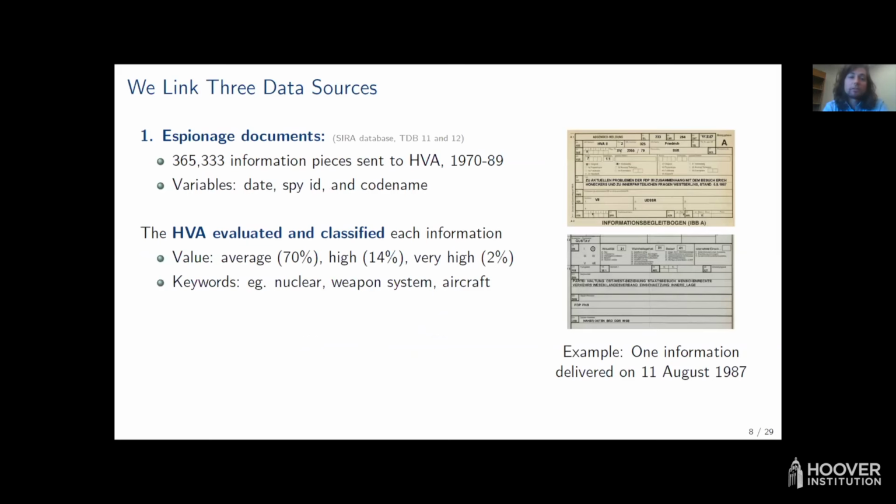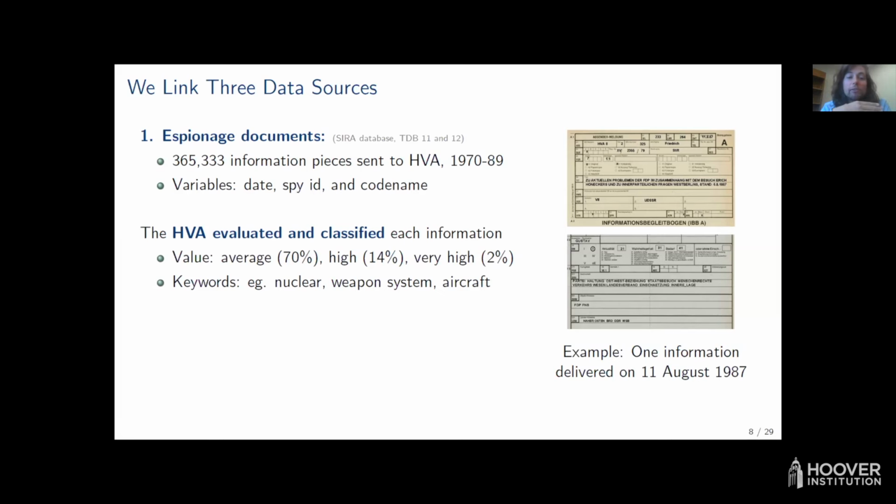Okay, so we're going to link 3 data sources. The first one is this archive of 360,000 information pieces. You have one such information piece on the right. On those information piece files, the Secret Service gathered the date of the information, and which spy sent it in, by ID and code name. So if this was James Bond, we would know 007, and that's all that we would know.